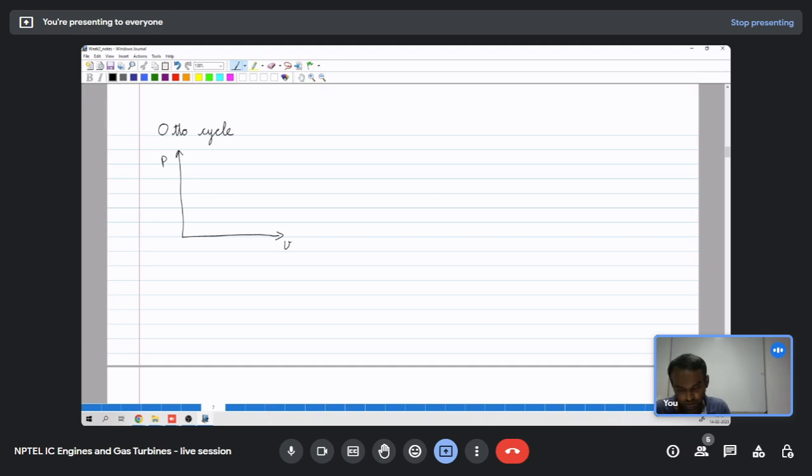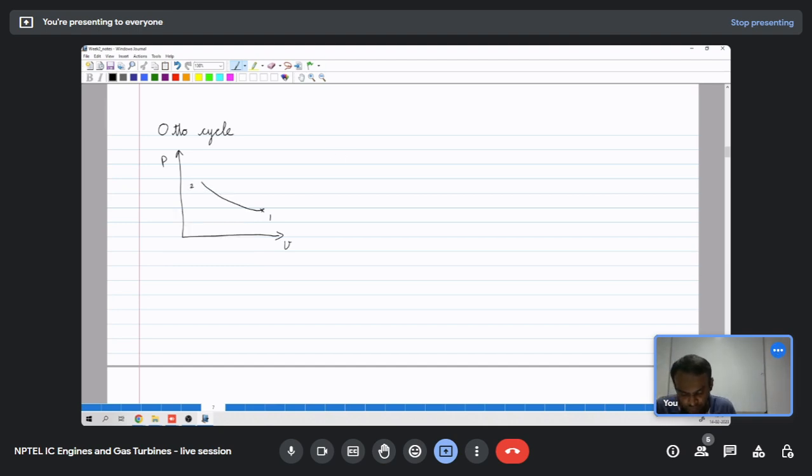In the PV plot, the Otto cycle can be plotted. So initially we have gas inside a cylinder at low pressure and high volume, and initially that is compressed. We say this state as 1, that is compressed adiabatically, isentropic adiabatic. With isentropic adiabatic compression we compress it to the second state 2.